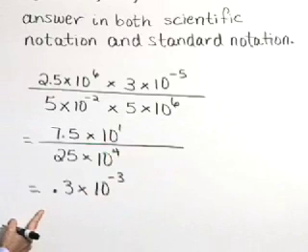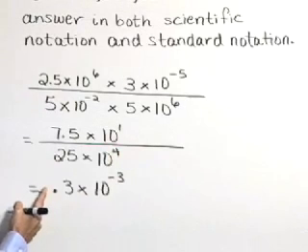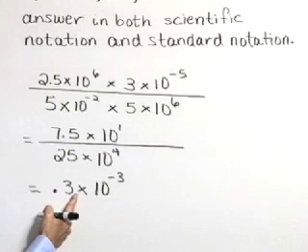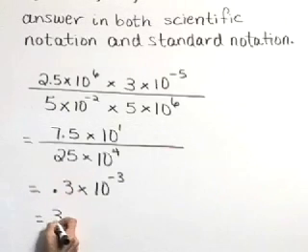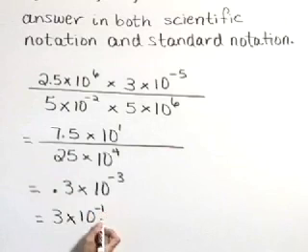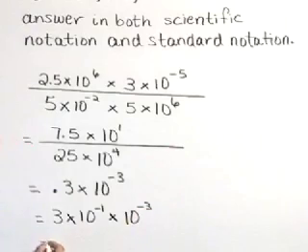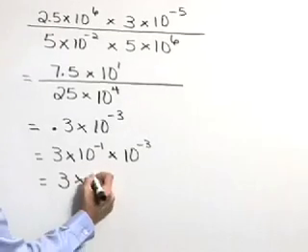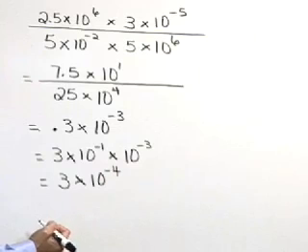Now we'd like to write our answer both in scientific notation and in standard notation. As this is written, it's not quite in scientific notation because we don't have a digit to the left of that decimal point. So I'm going to move that decimal point one place to the right. This 0.3 we can write as 3 times 10 to the negative 1. Don't forget your times 10 to the negative 3. So in scientific notation form, this is 3 times 10 to the, adding exponents, negative 4th power.